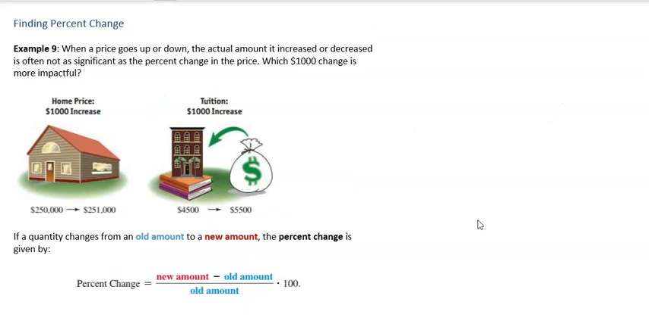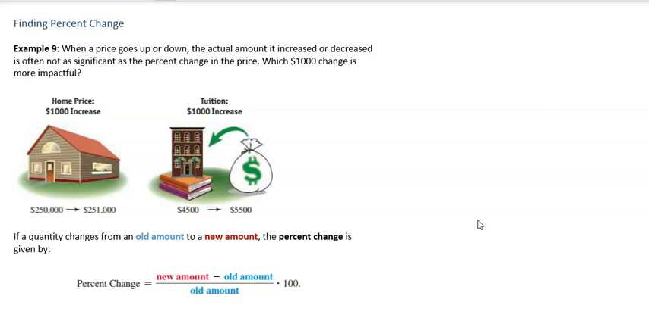We are at the last topic in this section. It's about finding percent change. So when a price goes up or down, the actual amount it increased or decreased is often not as significant as the percent change. So which $1,000 change is more impactful? So take a moment to look at what's happening here.